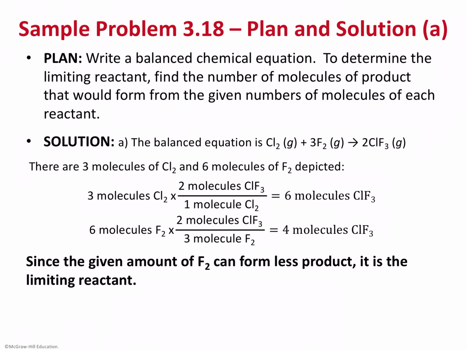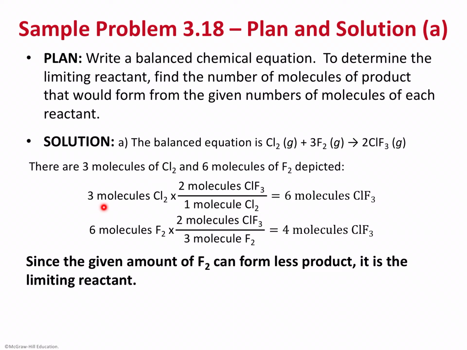Okay. The plan is to write a balanced equation, which we did, and to determine the limiting reactant, find the number of molecules of the product that would form from the given numbers of molecules of each reactant. Again, we're going to use the molar ratios. The balanced equation is this. We balanced it together. There are 3 molecules of chlorine and 6 molecules of fluorine depicted.